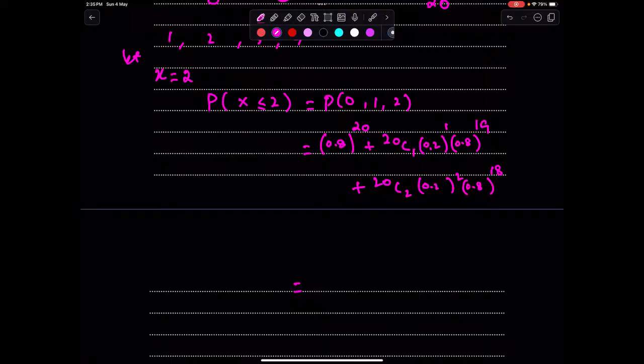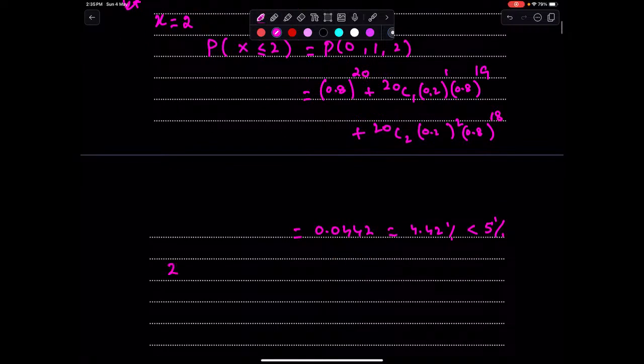So this result is 0.0442, which is in percentage is 4.42%. So this probability is less than 5%. It means 2 is in critical region. 2 is in CR. CR means critical region.